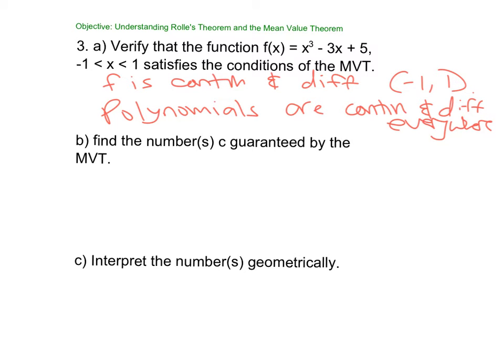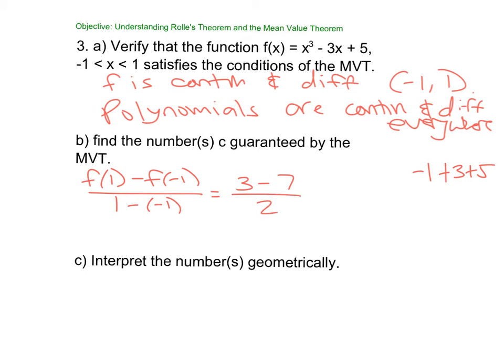Okay, so we're going to find the average rate of change. So f of 1 minus f of -1 over 1 minus -1. So let's see, f of 1 is 6 minus 3, which is 3. F of -1 is -6 plus 3 plus 5, so it's 7. So I get -4 over 2, which is -2. So at some point, the derivative of this equals -2.